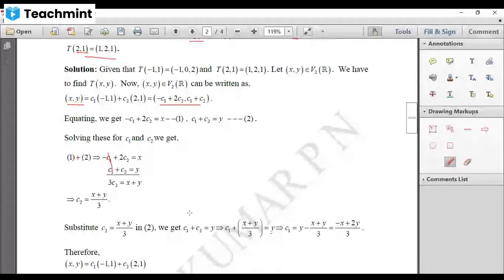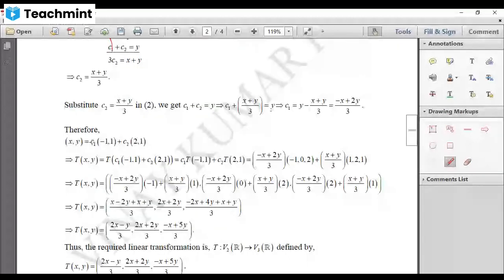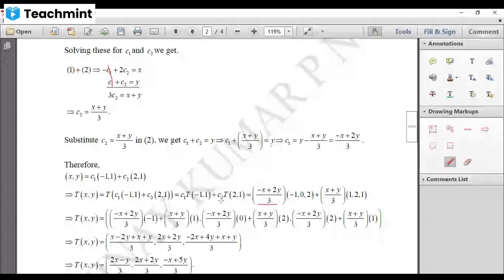Now we got C1 and C2. Now you consider this so that we can find the image of this. Therefore, T of X, Y equal to T of the ordered pair as above. Substitute that. Because T is a linear transformation, we can write this as C1 into T of (-1, 1) plus C2 into T of (2, 1). We know what C1 is. Substitute. What is the image of (-1, 1)? They had given (-1, 0, 2). Substitute. We know C2, (X plus Y) by 3. Substitute that one.